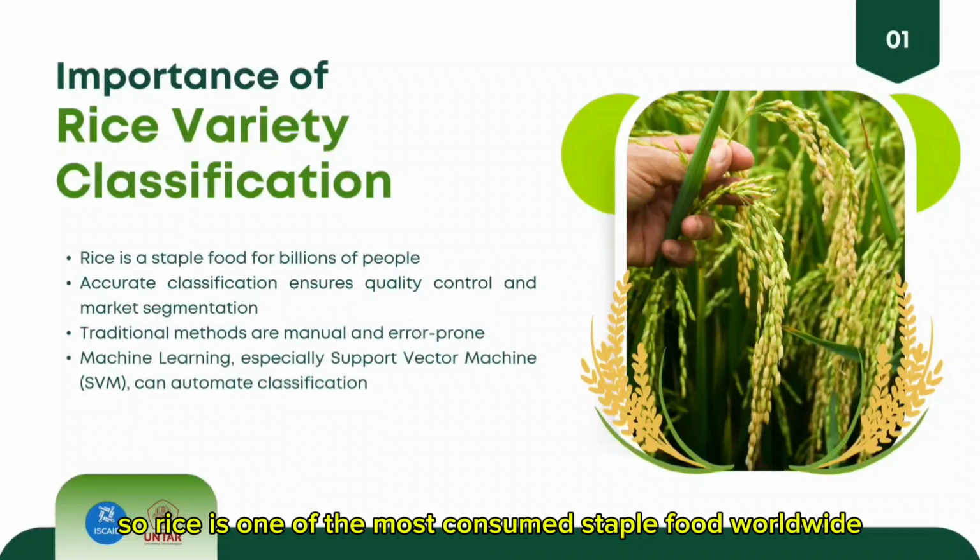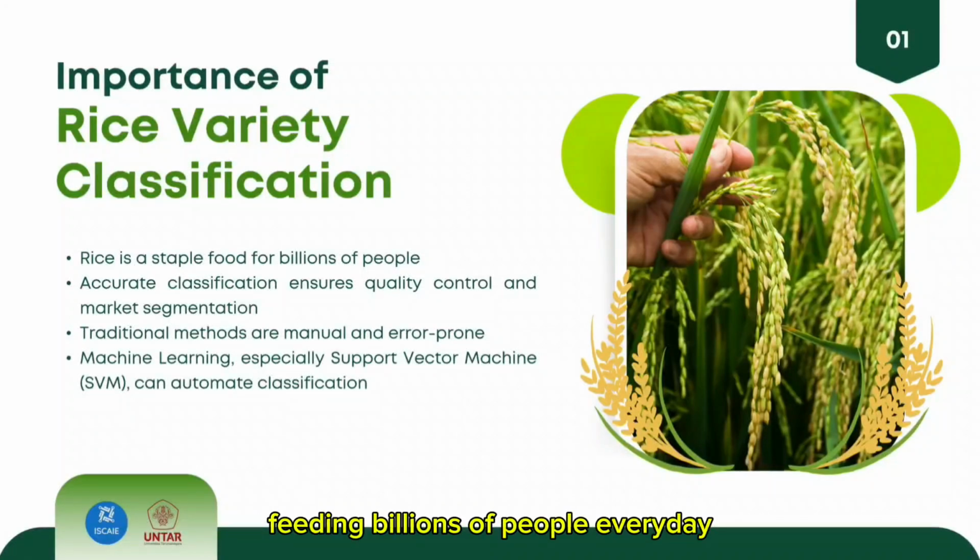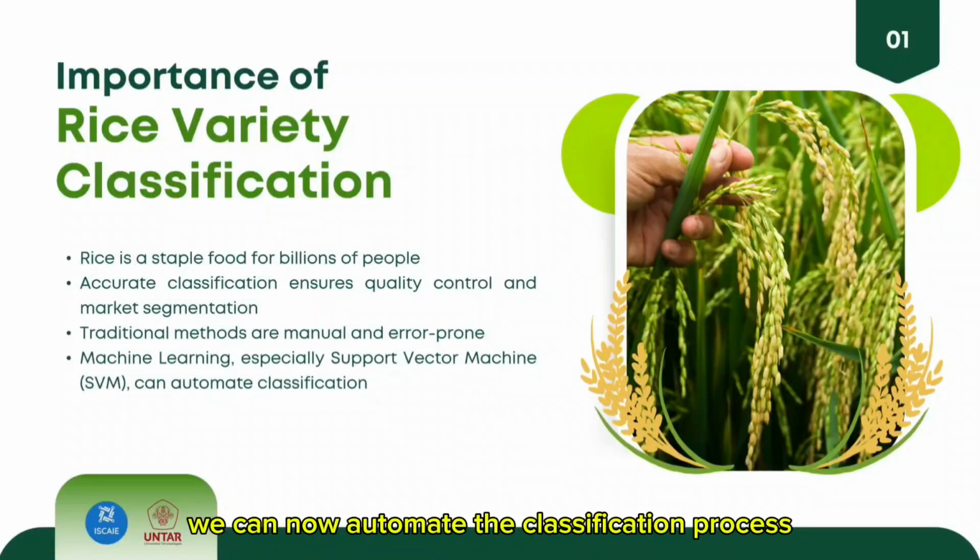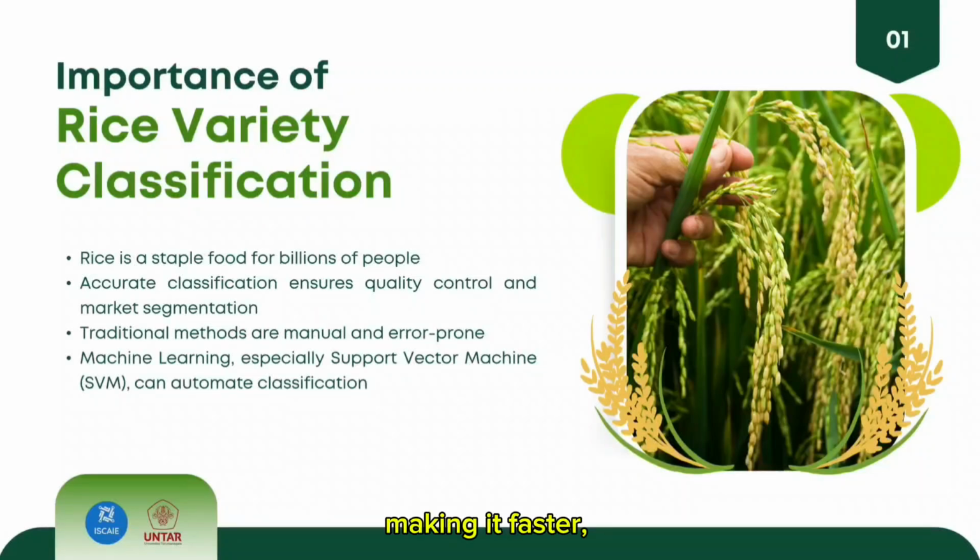Rice is one of the most consumed staple foods worldwide, feeding billions of people every day. However, not all rice varieties are the same. Different types of rice have unique characteristics that affect quality control and market segmentation. Traditionally, rice variety classification relies on manual inspection, which is often time-consuming, labor-intensive, and prone to human error. With the advancement of machine learning, we can now automate the classification process using support vector machine, or SVM, making it faster, more reliable, and scalable.